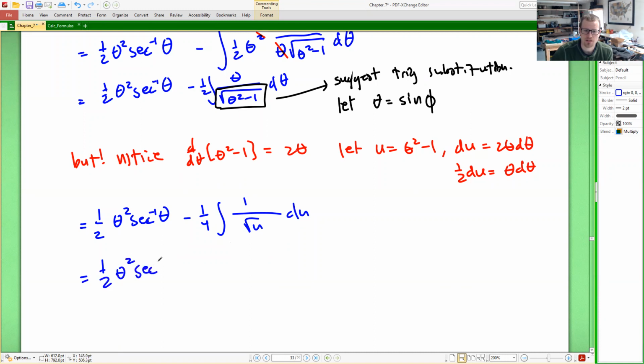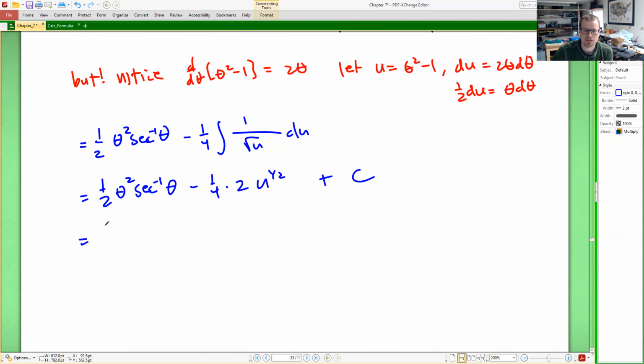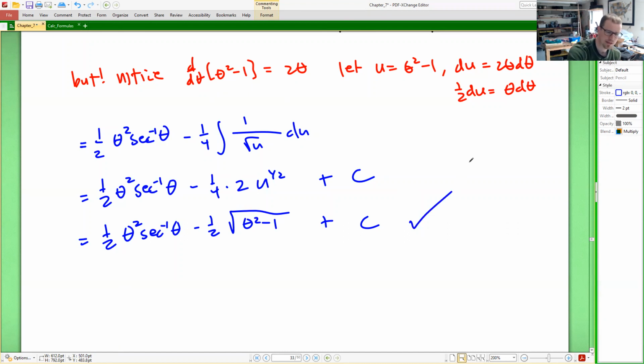So this is theta squared secant inverse theta minus 1/4 times, I need to multiply by 2 actually, 2 u to the 1/2. And then I'm going to have my plus c. So when I take the derivative, 1/2 times 2 goes away, reduced by 1, u to the negative 1/2, and that's exactly 1 over square root u. So this looks good. I substitute back. 2 times 1/4 is 1/2, square root of theta squared minus 1, because I make my substitution back, plus c. And there we go. That is all that I am looking for. And I have evaluated the integral and written it back in terms of the variable that was given, theta.